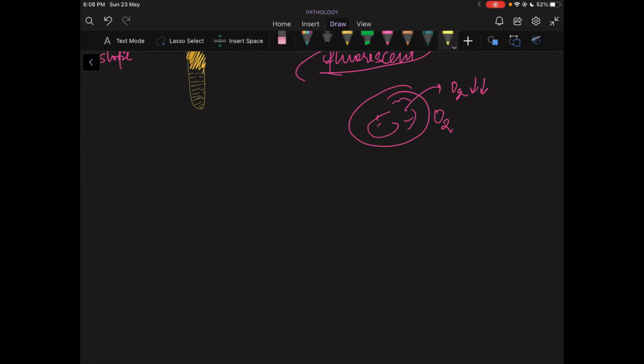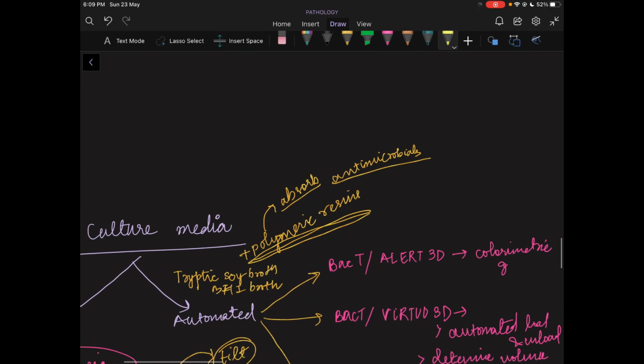There is one variation of this particular type, that is MGIT, which stands for Mycobacterium Growth Indicator Tube, and which is specifically for Mycobacterium tuberculosis. I hope you understand it. Thank you.